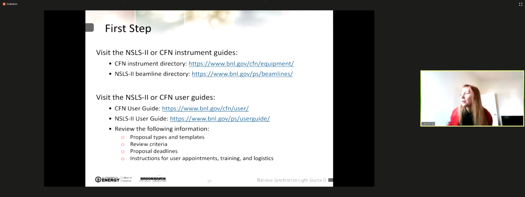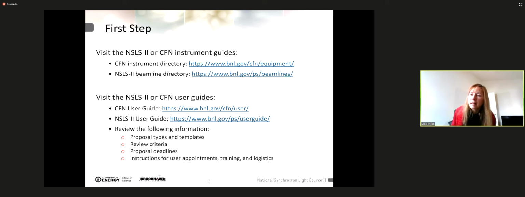You want to review the review criteria and make sure your proposal is addressing the review criteria. Make sure you know the proposal deadlines, because if you miss it, you have to wait for 4 months for the next one. And then also familiarize yourself with things like user appointments, trainings, and other logistics.